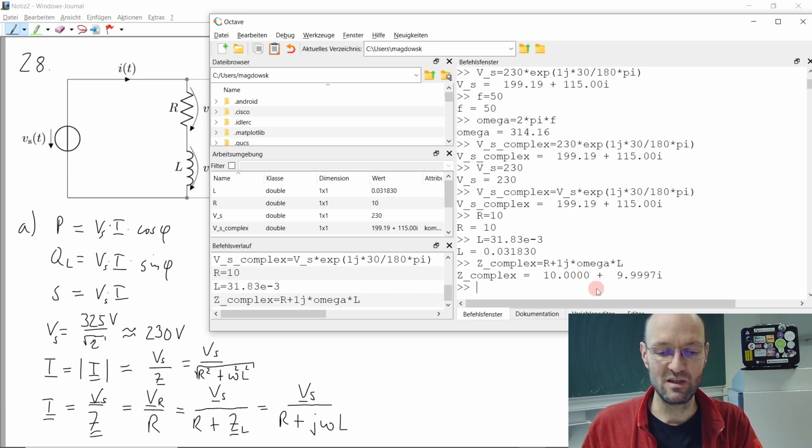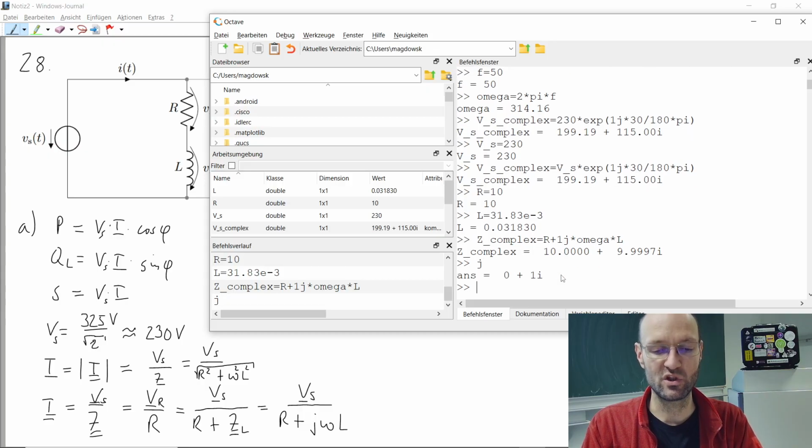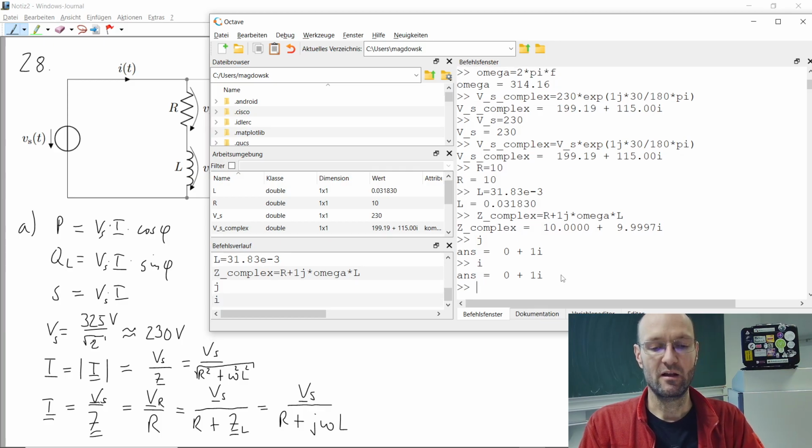What does the 1j mean? Yeah, I usually prefer to write 1j. I don't know if I've explained this last time. The thing is, if you write j, you get the imaginary unit. If you write i, you get the imaginary unit. Mathematicians would use i, because for them i is the imaginary unit. For us as electrical engineers, i is the current. That's why we use j.